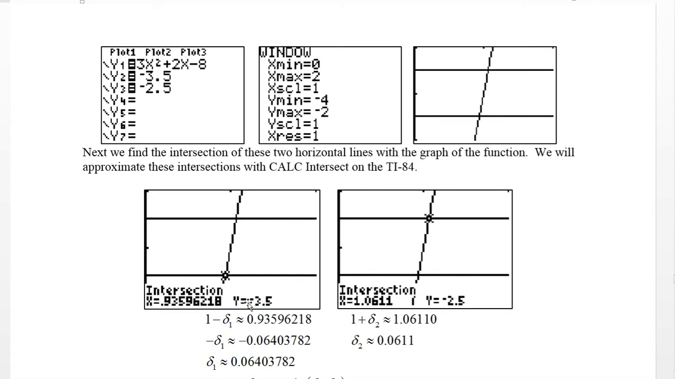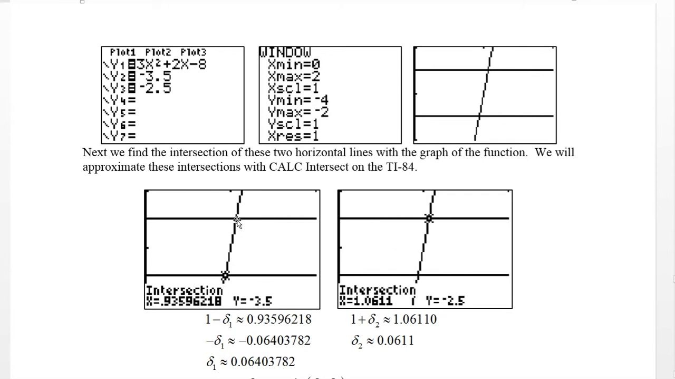Remember, when you do calc intersect on a TI-84, it's second and trace to get calc, and then choose intersect. And then it's going to ask you for first curve, make sure you're on the original function. Second curve, make sure you're on this horizontal line. So make sure you're on there, hit enter. Second curve, make sure you're on the right one, hit enter. And move over about here for a guess and hit enter. And it should return what I have here.